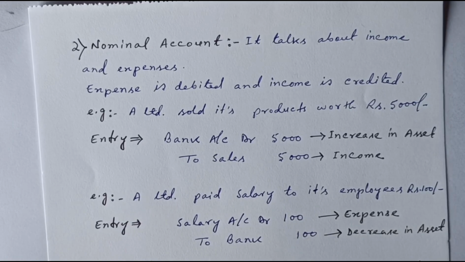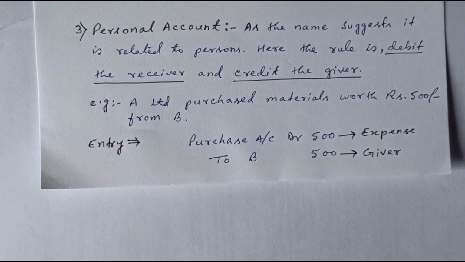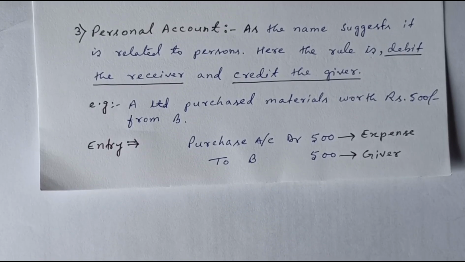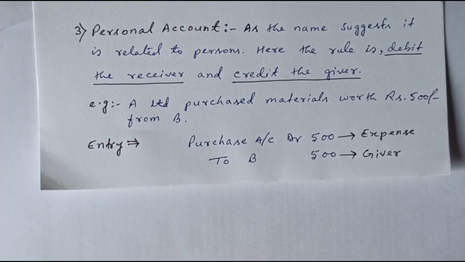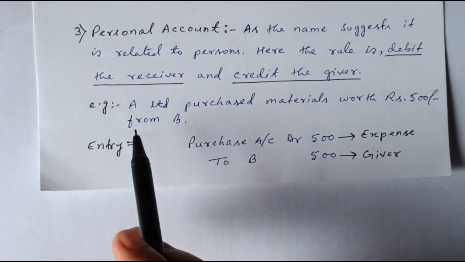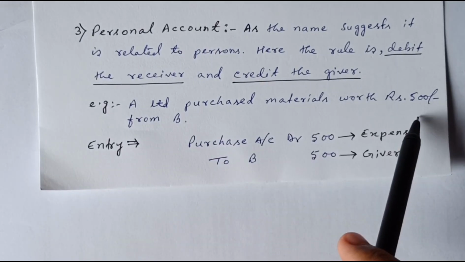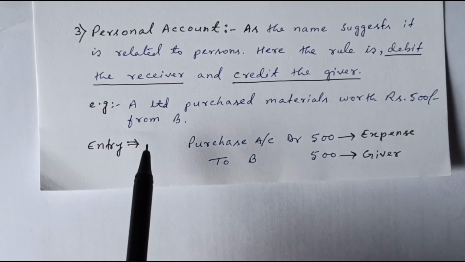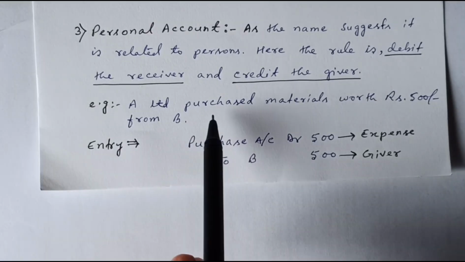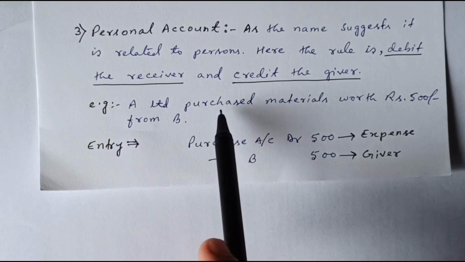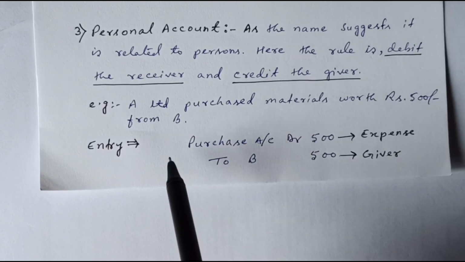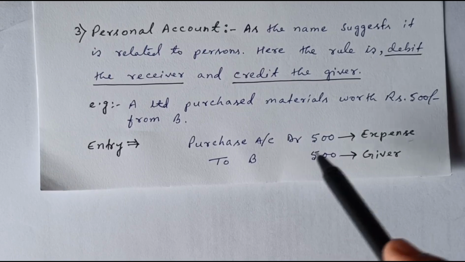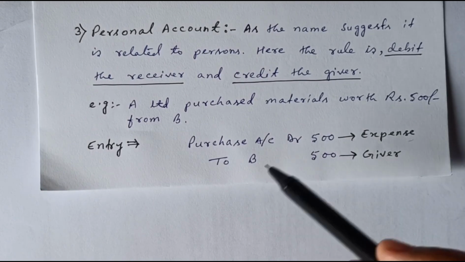Now coming to the third and the last principle and account, personal account. As the name suggests, it is related to persons. Here the rule is debit the receiver and credit the giver. We have taken an example of it. Suppose A Limited purchased materials worth rupees 500 from B. In this example, B is giving material to A Limited and A Limited is purchasing. So purchase is an expenditure for any organization, and we have learned in nominal account that increase in expense we always debit. So purchase account has been debited, and as in this case B is the giver, B is giving material, so B has been credited.